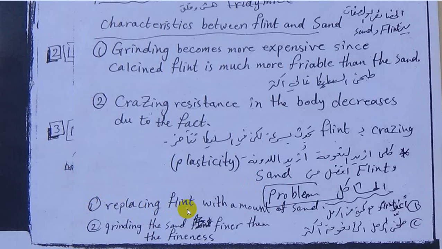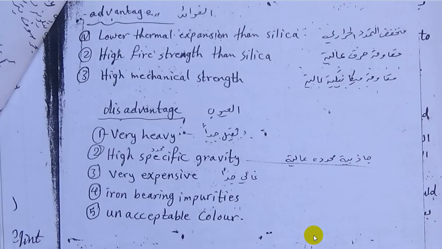Number 3: replacing flint with an amount of sand, meaning replacing the flint with some quantity of sand. Grinding the sand finer than the flint, meaning grinding the sand to a much greater fineness.